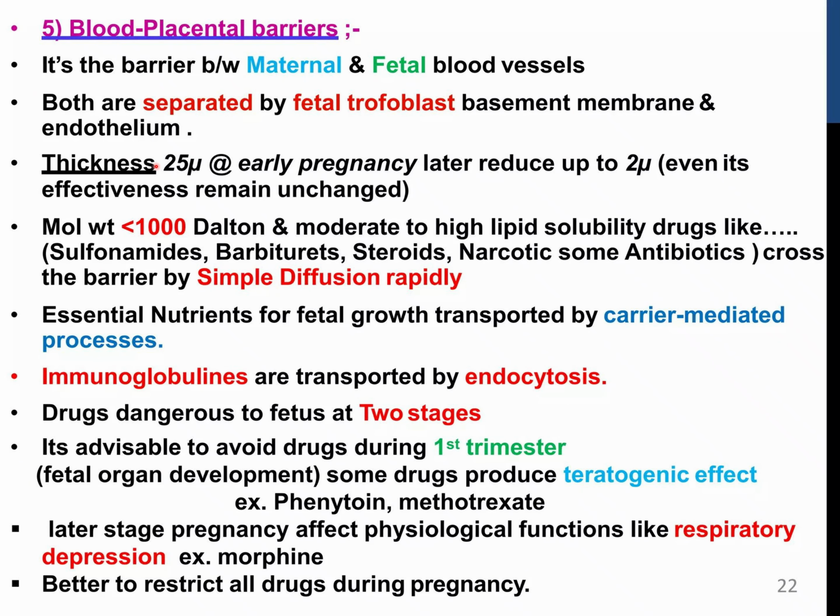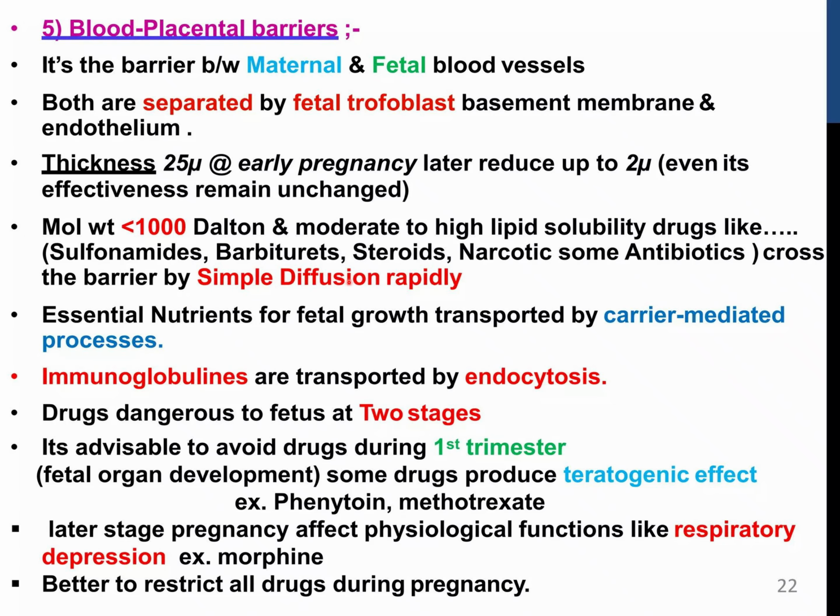And our next one is the blood placental barrier. So it's the barrier between the maternal and fetal blood vessels. Both are separated by fetal trophoblast, basement membrane, and endothelium. Thickness is 25 micron at early pregnancy, but later it reduces to 2 micron. Molecular weight less than 1000 Dalton and moderate to high lipid soluble drugs like sulfonamides, barbiturates, steroids, nicotine, and some antibiotics cross this barrier by simple diffusion repeatedly.